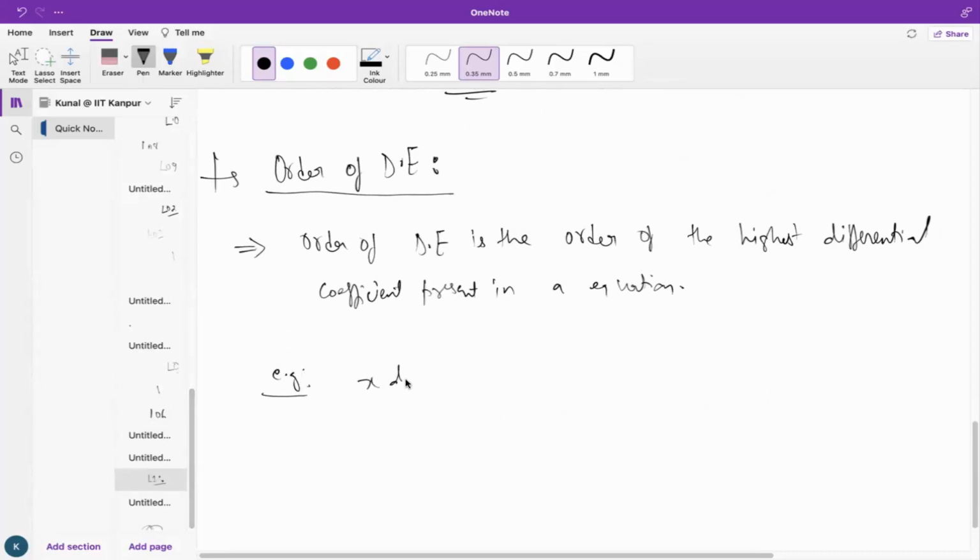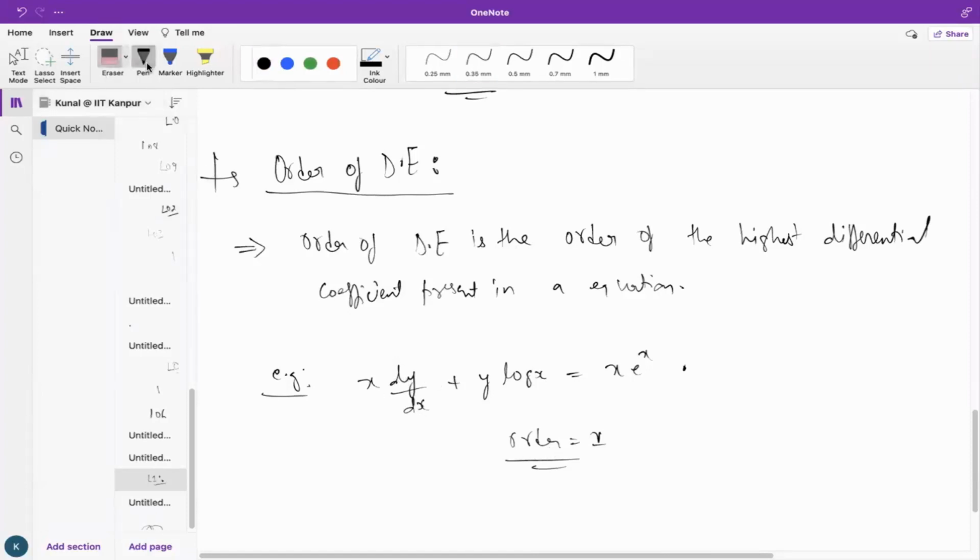Look at this. x dy by dx plus y log x is equal to x e to the power x. So look here, the highest differential coefficient, this is our differential, and the highest differential coefficient is of order 1, right? So the order of this differential equation will be 1. We have to just look at the highest differential coefficient. So its order will be 1.